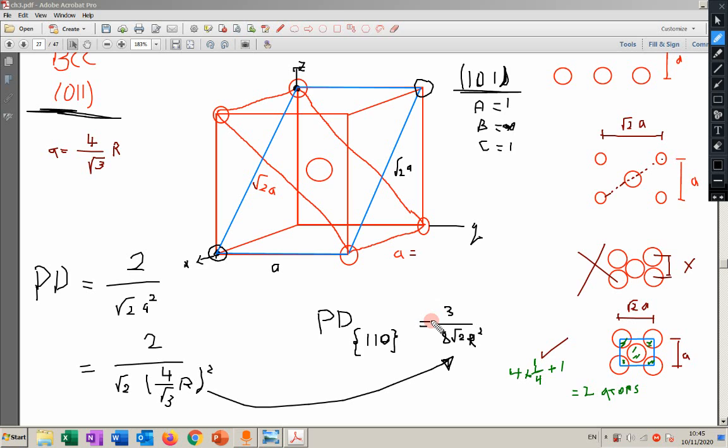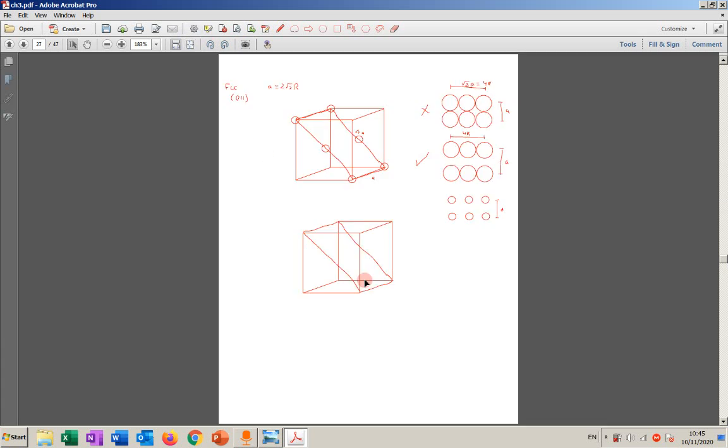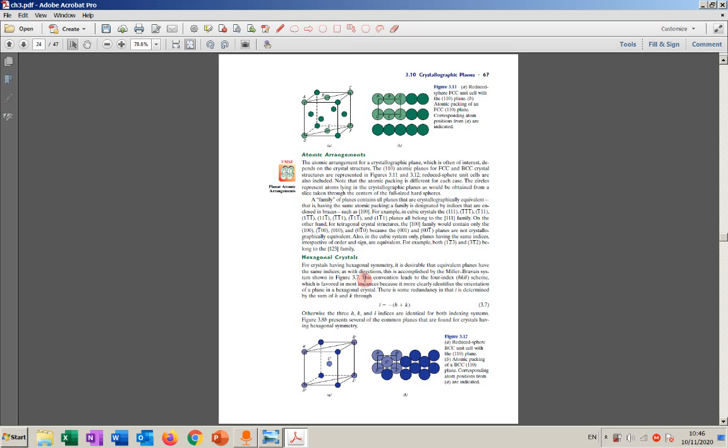Now, I will remind you of something else. When you say family of planes, you understand that they have similar atom arrangement and similar planar density. Why? Because planar density means that they have similar atom arrangement there. This is why we call them family of planes. A reminder: do not confuse family with the equivalent plane.